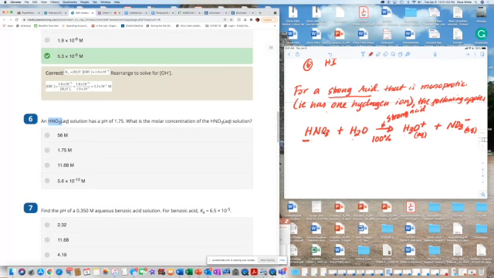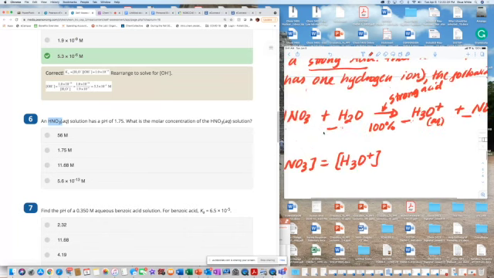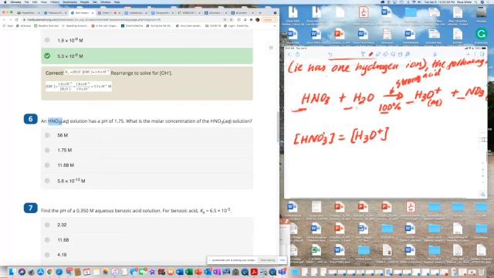Okay? So, what do I mean here? The concentration of the nitric acid is the same thing as the concentration of H3O plus. I did all this just to say that you see the 1 to 1 to 1 to 1 mole ratio. Whatever concentration the H3O plus is also the concentration of the acid because you have a 1 to 1 to 1 to 1 mole ratio. And we said it's 100% ionized.